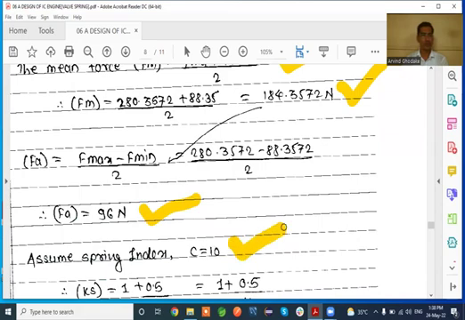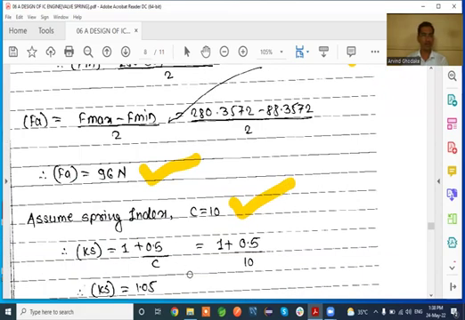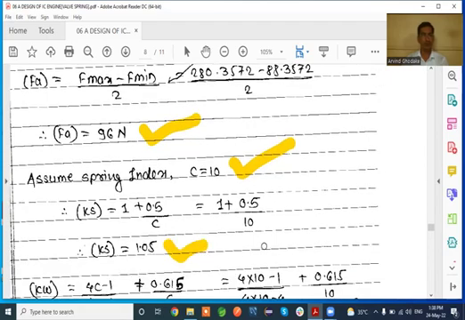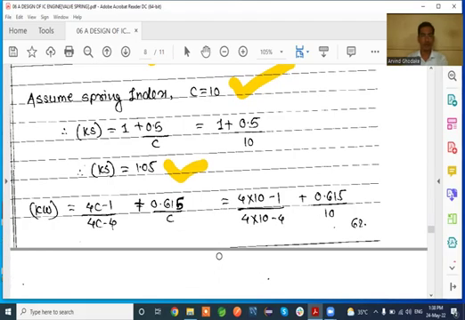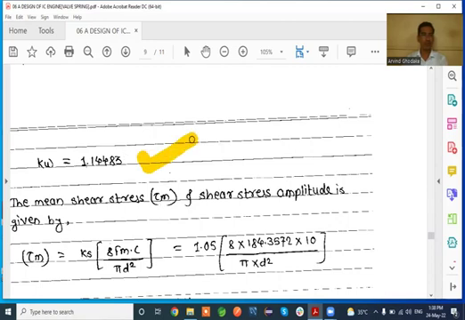Then assuming spring index as 10, again we are calculating Ks is equal to 1 plus 0.5 by C. So Ks we will get 1.05. Similarly, we calculate the KW, that will be (4C minus 1) upon (4C minus 4) plus 0.615 by C. So finally, we get KW is equal to 1.14483.